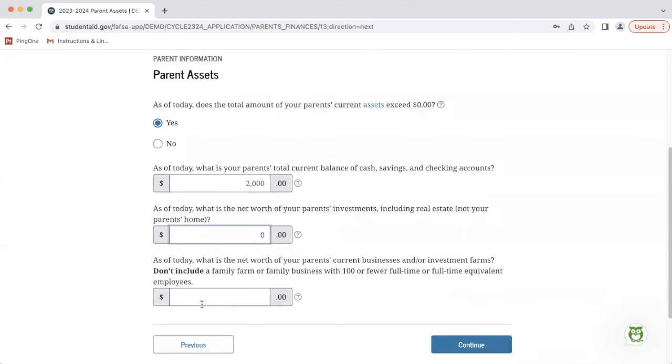And finally, as of today, what is the net worth of your parents' current businesses and or investment farms? So when we're talking about businesses on the FAFSA and reporting assets, you don't actually have to report business assets if it's deemed a small business. The way that the FAFSA defines a small business is fewer than 100 full-time employees. And in terms of farms, if it's a family farm in which your family lives on that farm and works on that farm, you don't need to report that as an asset either. If it's a separate deed, a separate property, that's really what they're referring to in terms of investment farms.